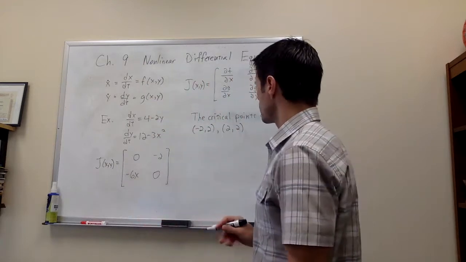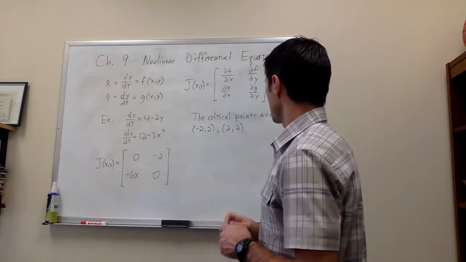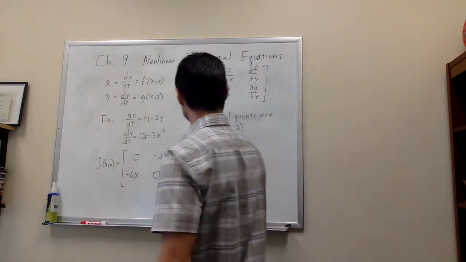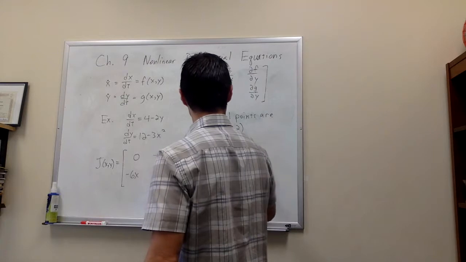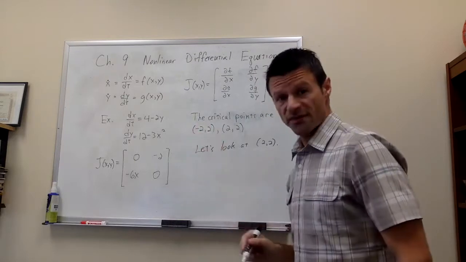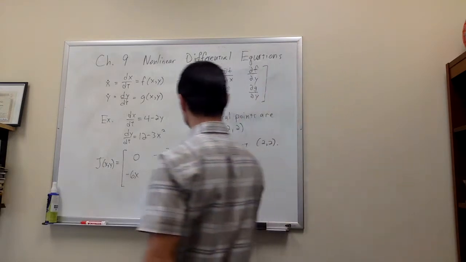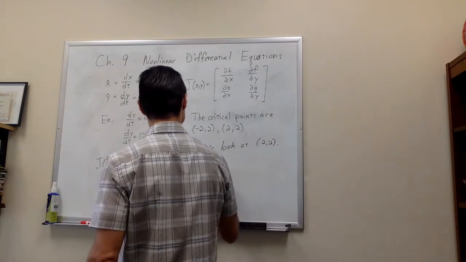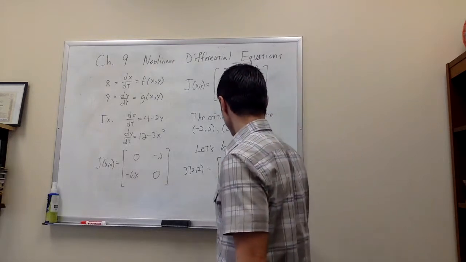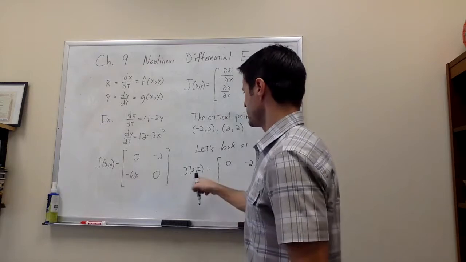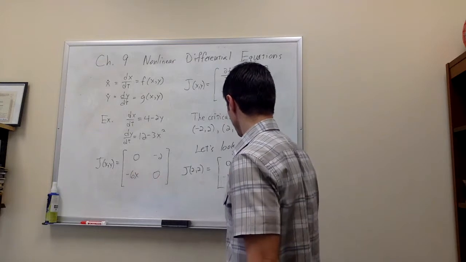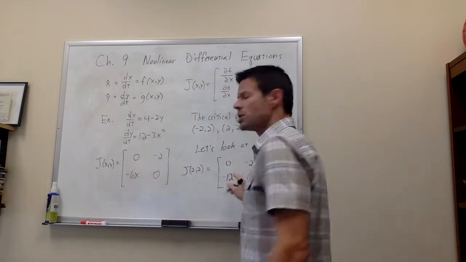So what we're going to do now is look at one of these critical points, and the critical point that I want to look at is (2, 2). To do that, we're going to evaluate the Jacobian at (2, 2). There's only one place to plug in one of these variables, and that's here, of course. So if x is 2, we get a minus 12 in this spot. The others are all constant. So this is the matrix that we get.